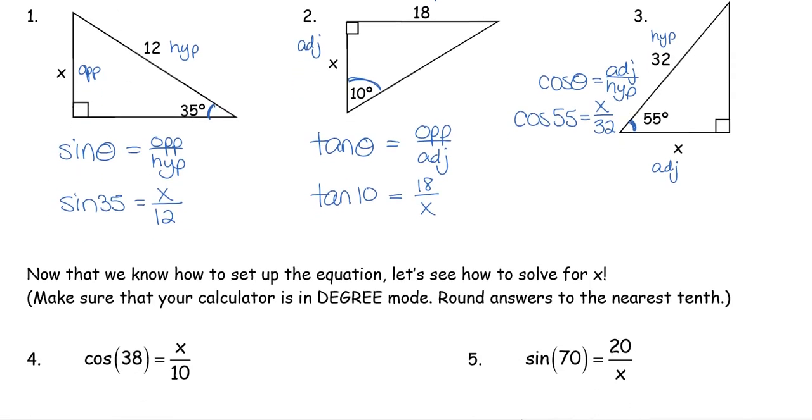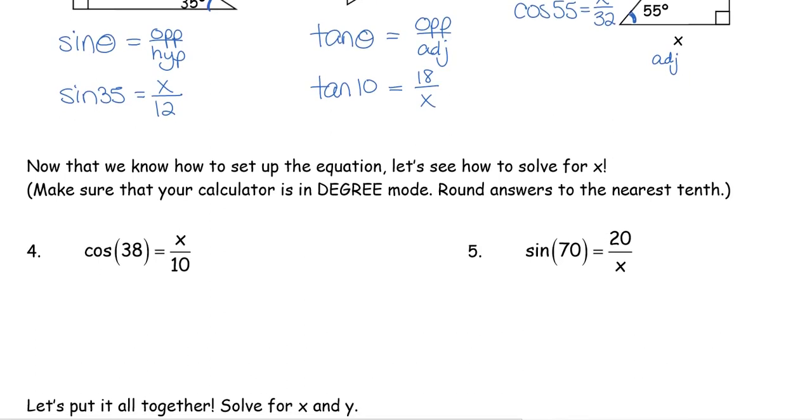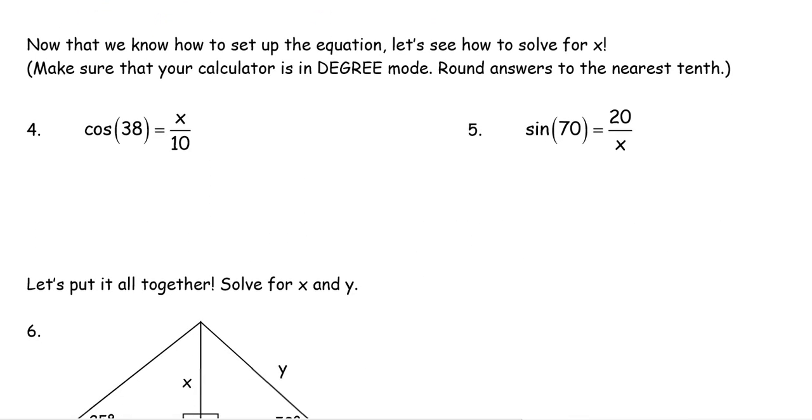Alright, so now that we know how to set up the equation, let's see how to solve for x. When I look at number 4, I've got cosine of my angle 38 is equal to x over 10. So just similar to our setups that we just did. I want to get x by itself. Right now it's x divided by 10.